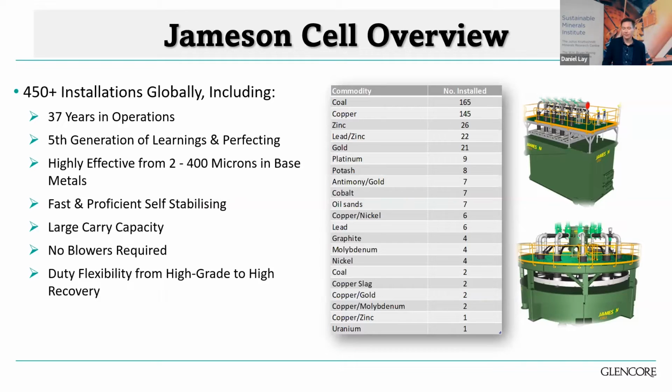The cells are highly effective, from very fine particles of down to 2 microns, right up to 400 microns in base metal applications. The units are fast and self-stabilizing and are able to react to a wide range of feed variability. The system incorporates a tails recycle mechanism, which ensures a constant feed to the downcomer and therefore a consistent hydrodynamic environment for flotation to take place. They have a large carrying capacity owing to their small bubble size, reducing the footprint required for high mass pull applications. And the cells are self-aspirating, meaning that no blowers are required.